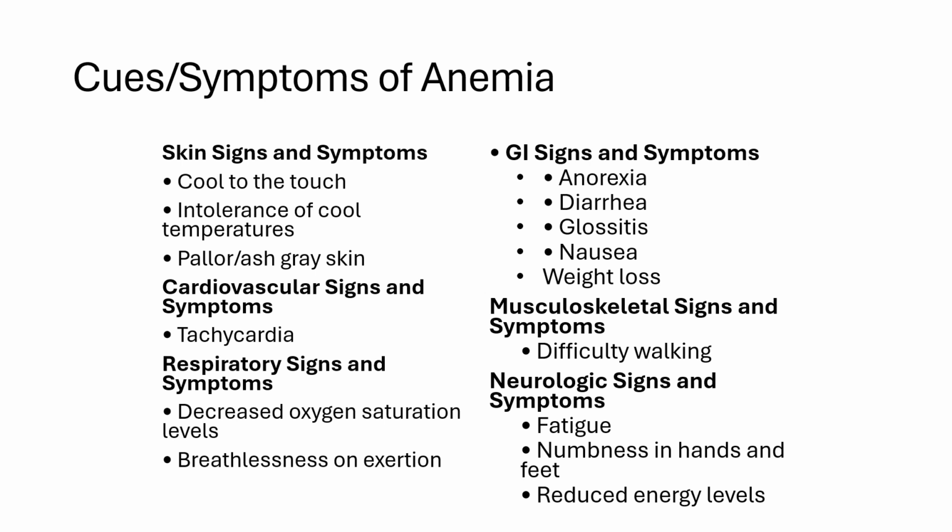GI symptoms, patient may have some issues with nausea. They may have weight loss issues. They may have diarrhea or anorexia, and they may have something called glossitis, which involves the mouth and the tongue. And we'll see that with a vitamin B12 type of anemia. Musculoskeletal, they will have difficulty walking. As far as neuro, they will again be fatigued, will have really reduced energy levels, and they may feel some numbness of their hands and feet.